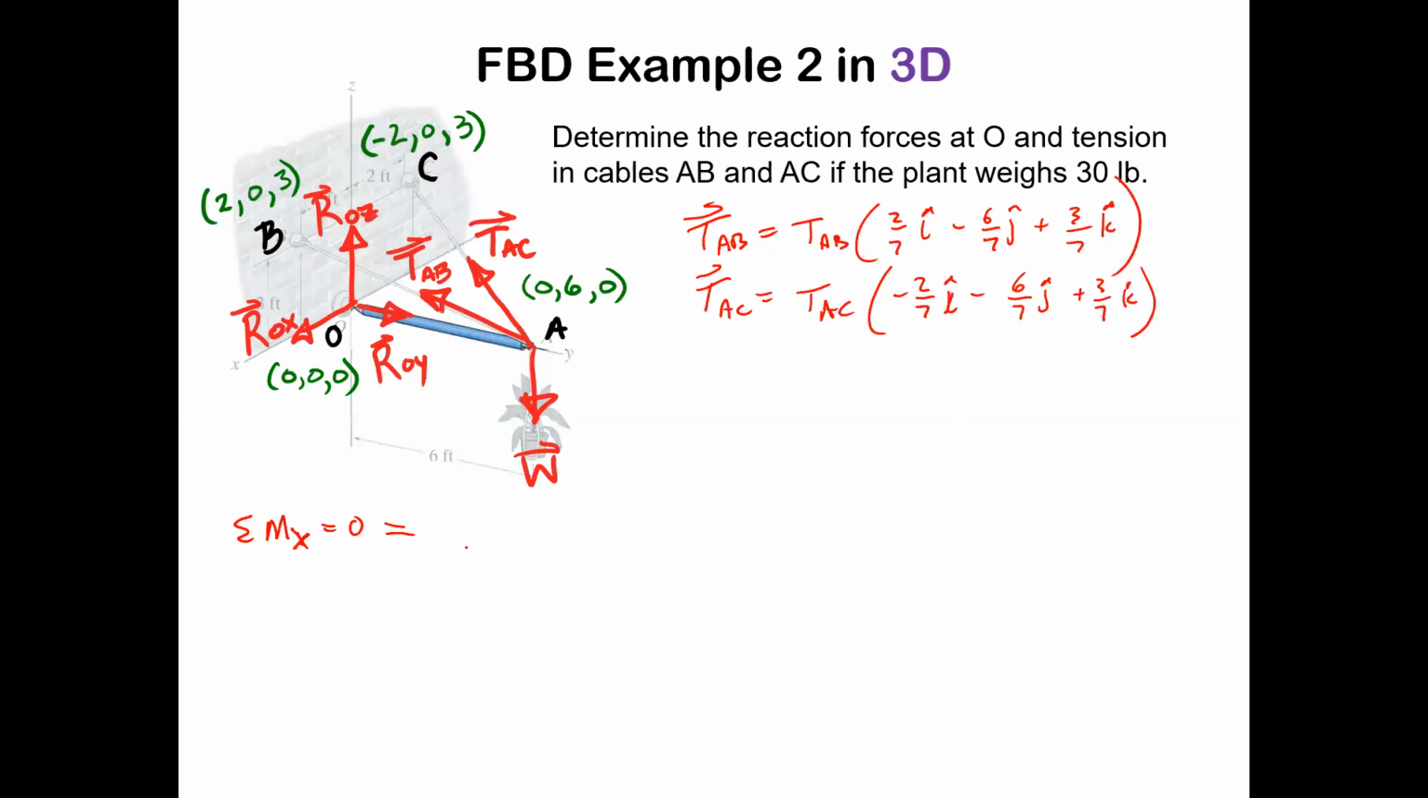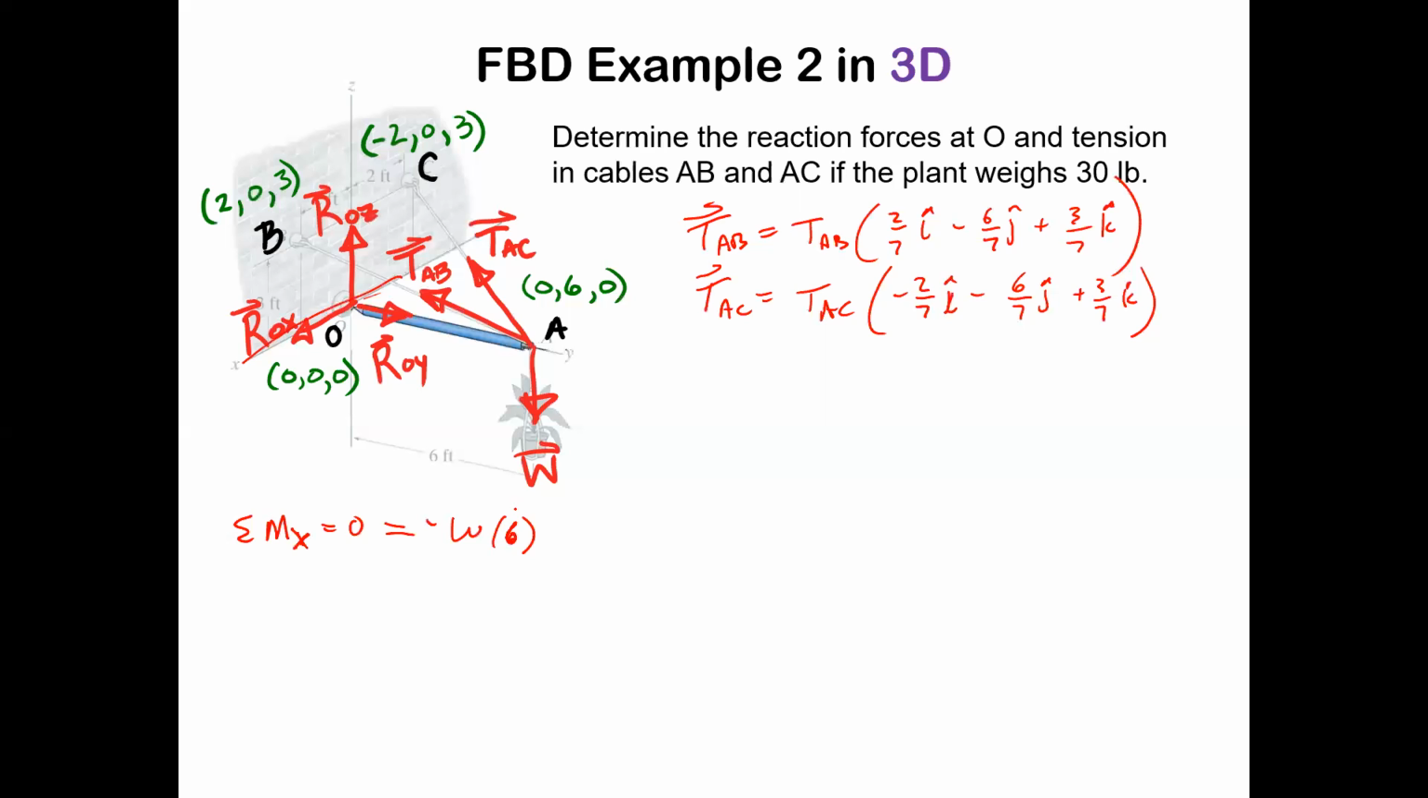Well, we're going to get W times 6, right? And if we're doing the moments about the x-axis at O, right, so we're doing the moment right around that x-axis, is that W times 6 going to be positive or negative? It's negative, following the right-hand rule, because your fingers curl around and your thumb is pointing against the positive direction of the x-axis, so it's going to be minus W times 6.